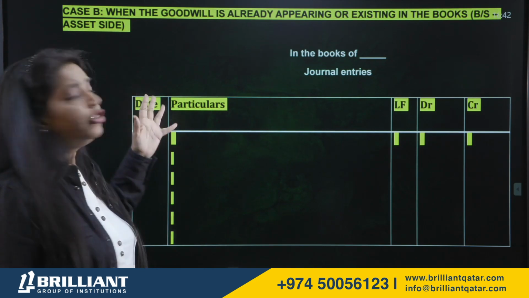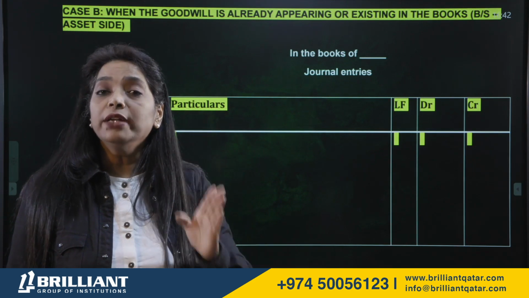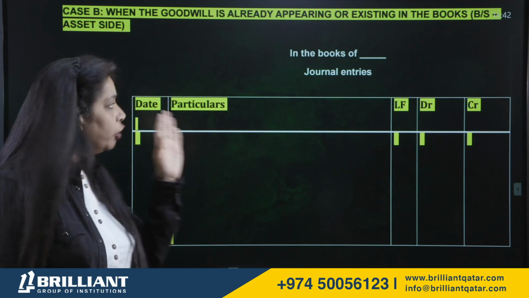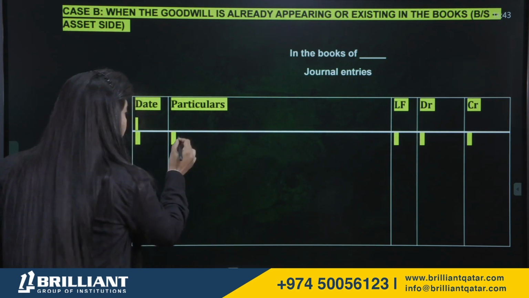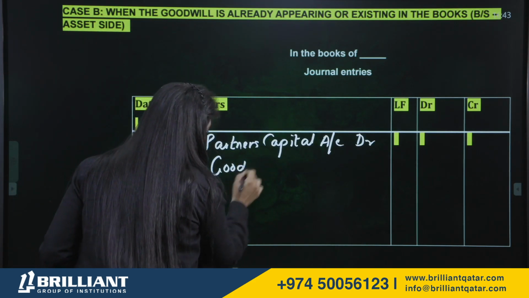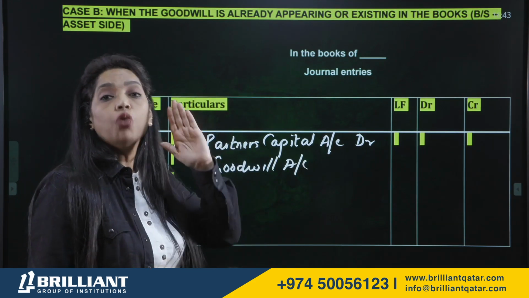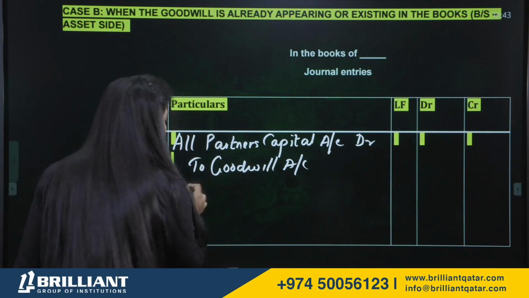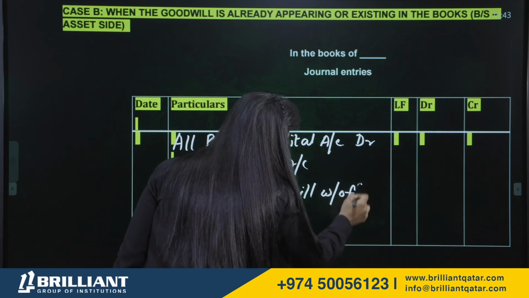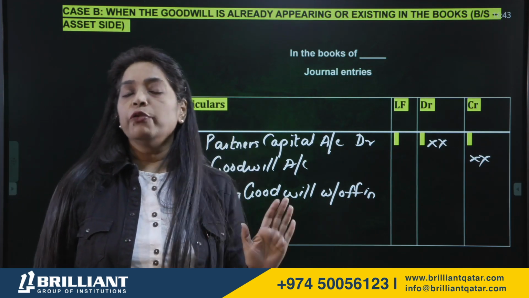Now here again, the journal entry when goodwill already appears in the books, then in that case you have to write off the goodwill to all the partners in case of retirement and death of a partner. So the journal entry will be all partners' capital account debit to goodwill account. Now this existing goodwill is written off in the old ratio to all the partners in case of retirement and death, being existing goodwill written off in old ratio.